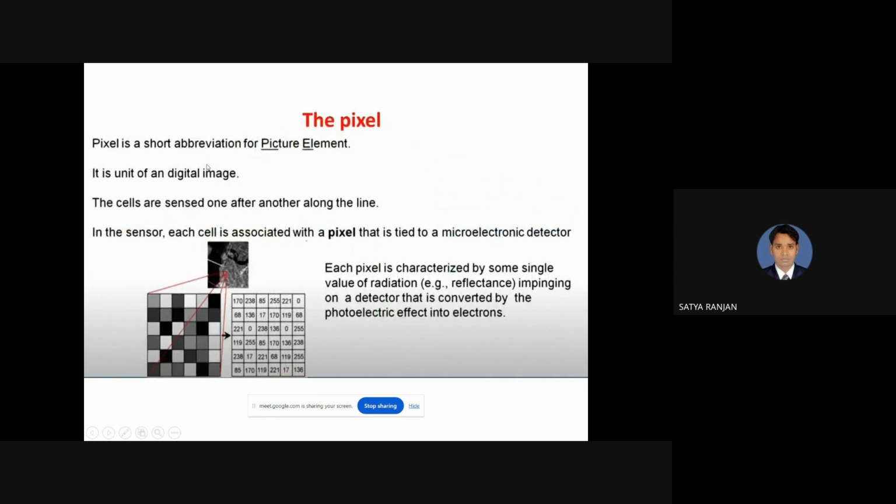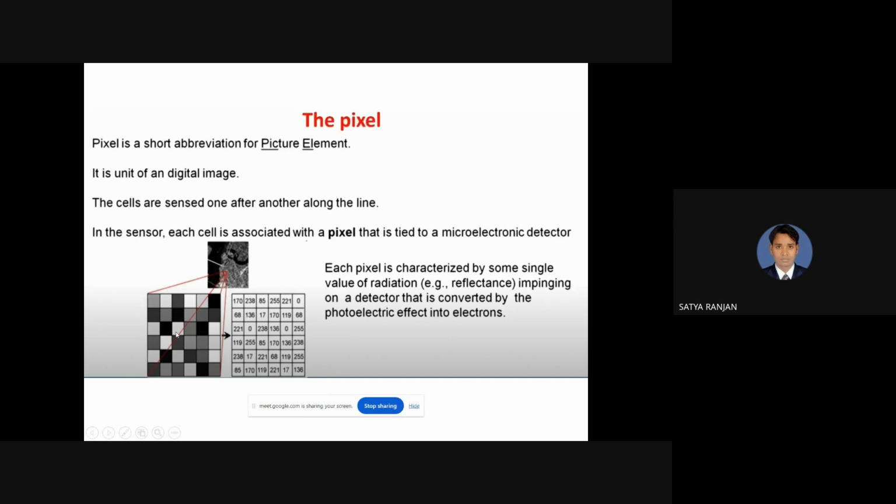Then pixel is a short abbreviation of picture elements and it is the unit of digital image, and cells are sensed one after another along the lines. In the sensor, each cell is associated with a pixel. It's also discussed. Each pixel is characterized by a single value of radiation, that is a reflectance, and it is converted by the photoelectric effect into electrons. So this is the final image, and these are all pixel based.